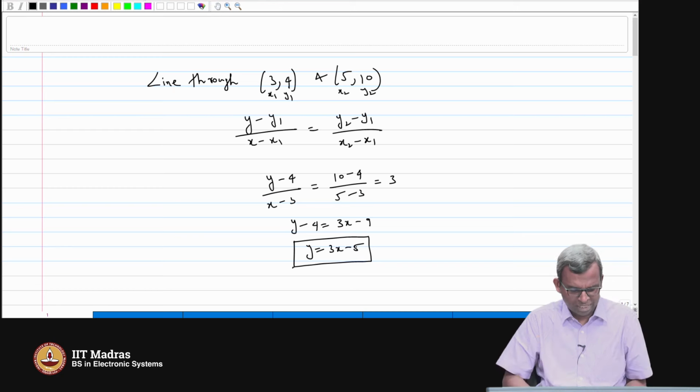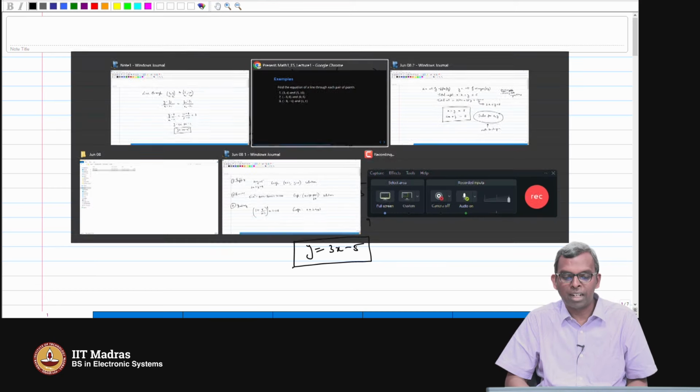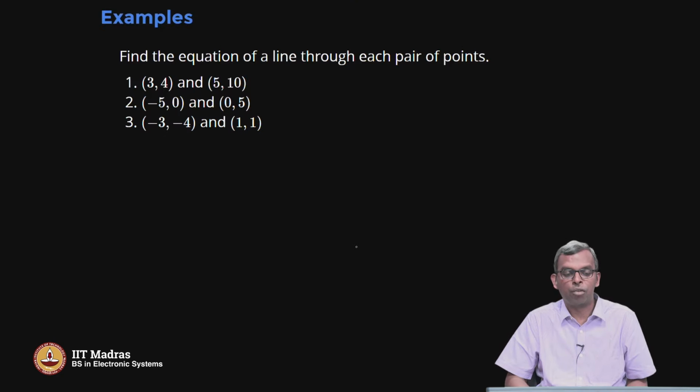Okay, so you can do the same thing for the other problems. So you can find the equation of a straight line given any 2 points in it. Just 2 points in a straight line define the straight line completely. Okay, so it's a nice thing to see.